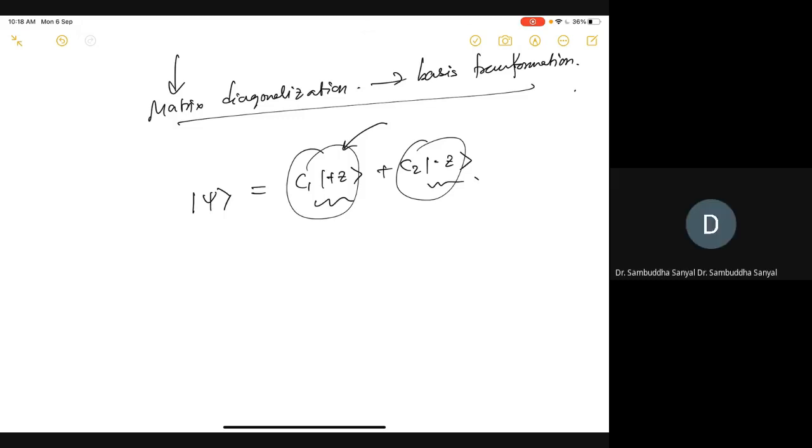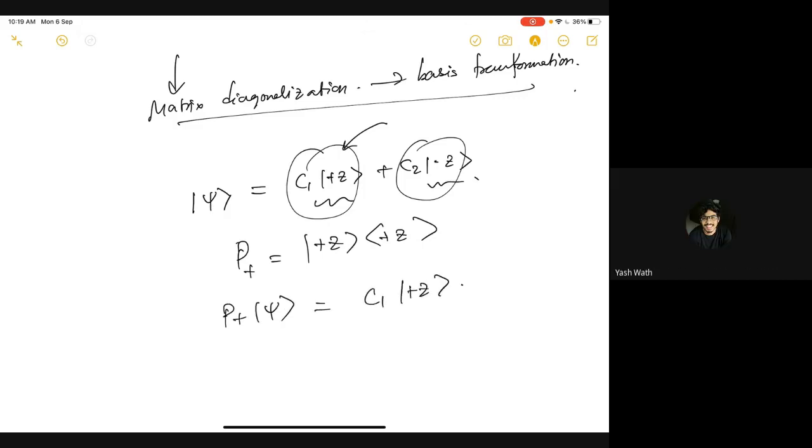Sir, in this example, psi equals C1 plus Z, the projector, the plus Z projector, it will give us C1, right? P plus Z. Correct. So P plus acting on psi will give you C1 plus Z. So my question is, where in the mathematics is this collapse given? Because you have to choose the projector based on where you think it will collapse. Where is this random?